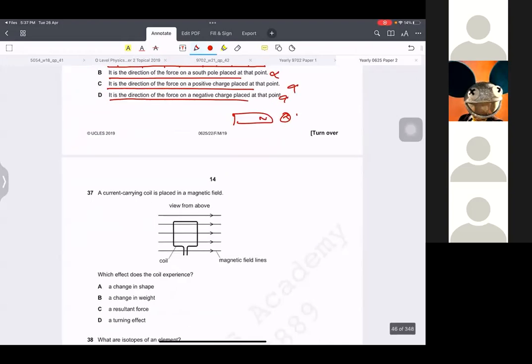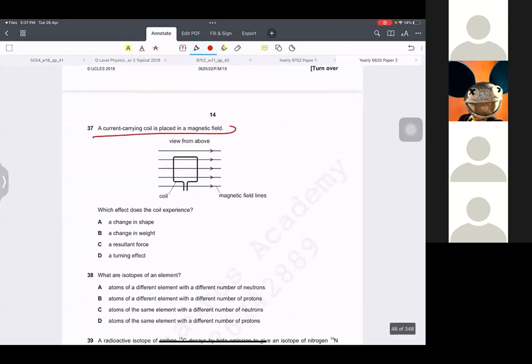Okay, a current carrying coil is placed in a magnetic field. What does the coil experience? Turning effect. Because it will feel a force like this or this, and it will turn.